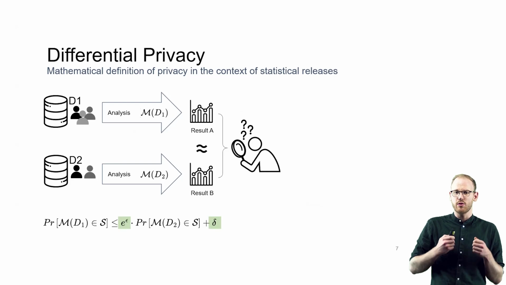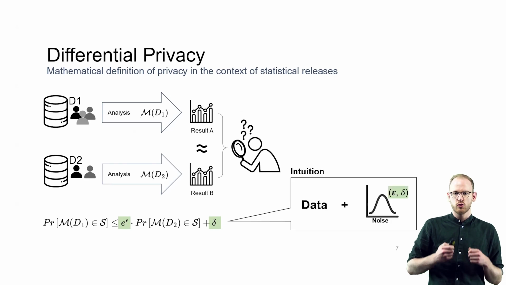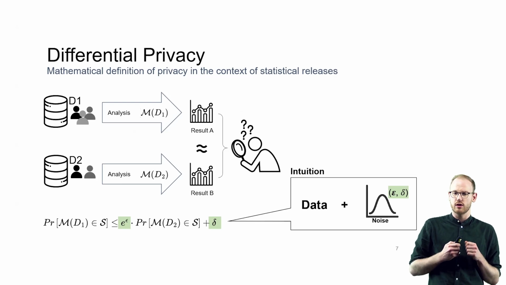More formally, DP requires that the difference in the output distribution of the computation is bounded by the privacy parameters epsilon and delta. A smaller epsilon and delta mean that it's harder to distinguish whether the first or the second dataset was used. To achieve this property, DP mechanisms introduce carefully calibrated noise into the computation, just enough to mask individual contributions while preserving aggregate trends.